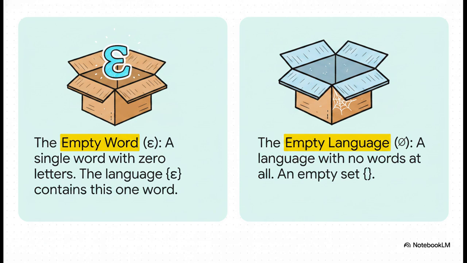And this brings up a common point of confusion I want to clear up. The empty word, epsilon, is a real thing. It's a string that just happens to have no characters. So a language containing only that word is not empty. The empty language, however, is a set with absolutely nothing in it. See the difference? One has a single, tiny thing in it, and the other is truly empty.